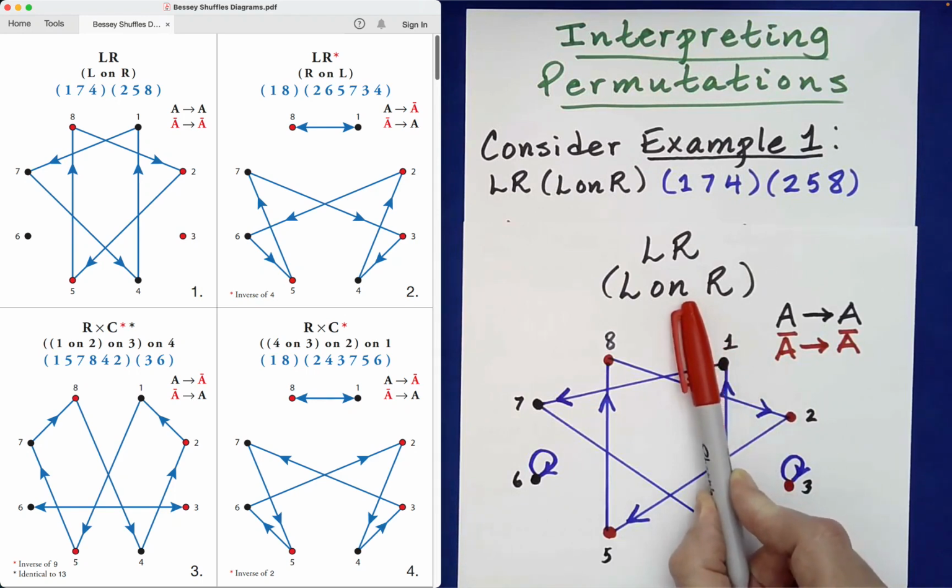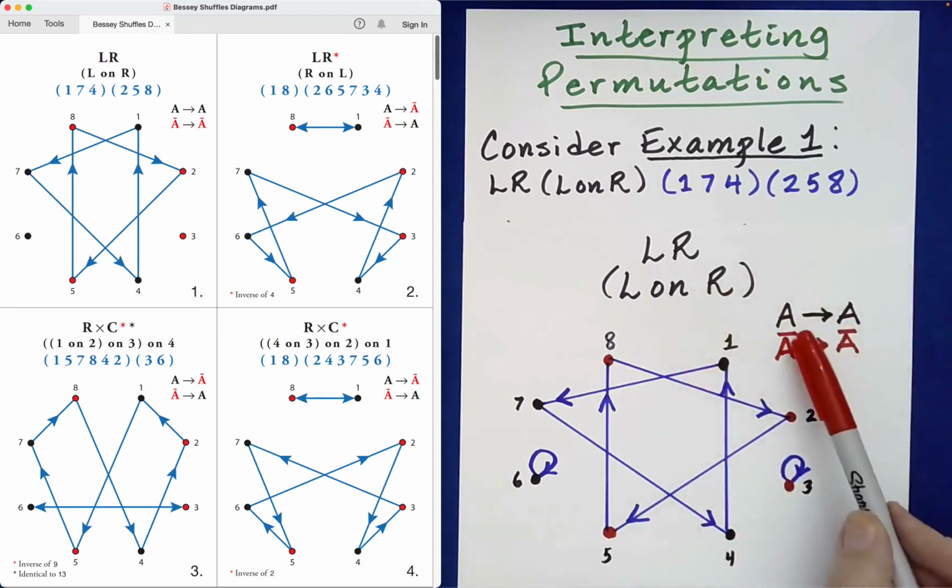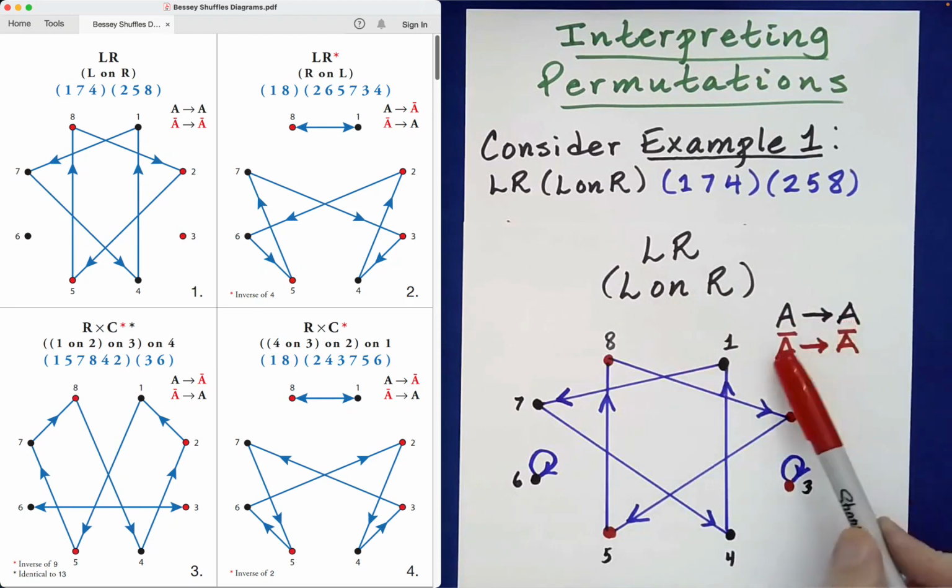Okay, now in a minute we're going to do another shuffle where it inverts it. It sends A to A complement and A complement to A. Now that will pose no difficulties for us moving forward. That is perfectly acceptable for that to happen. It will not undermine anything we hope to do.